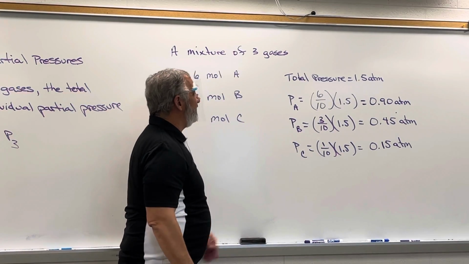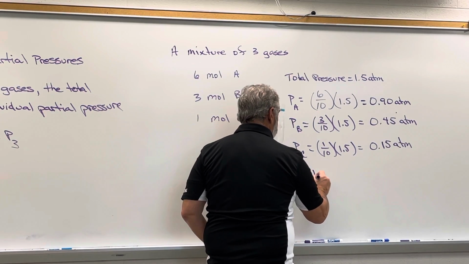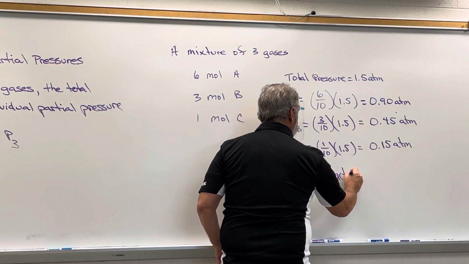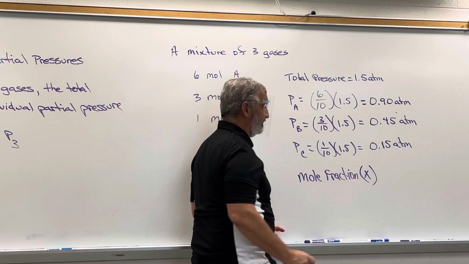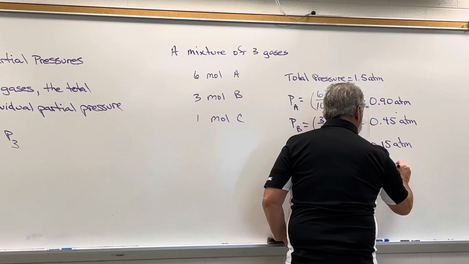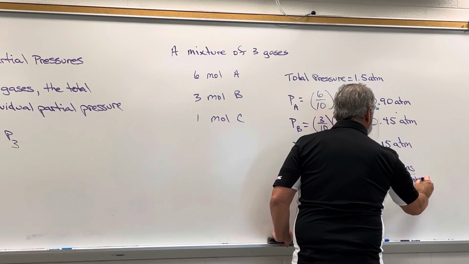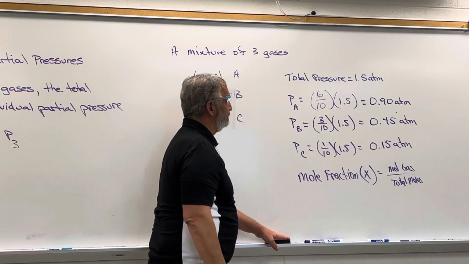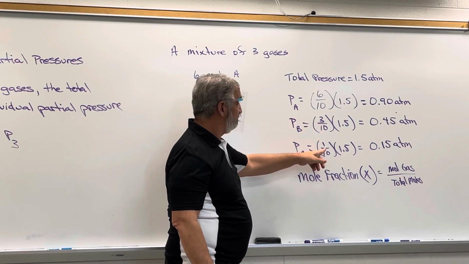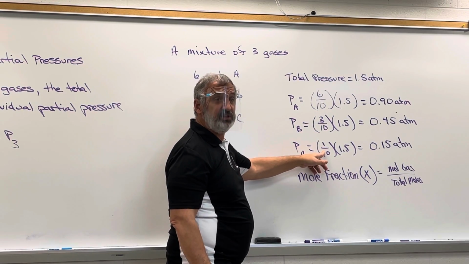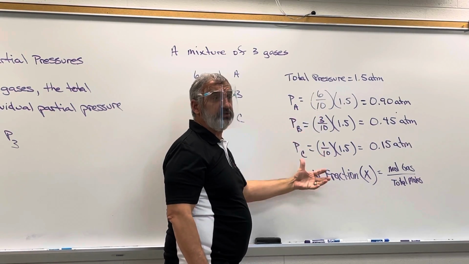Okay? So what we're seeing here is called the mole fraction. The mole fraction is, and we use a capital X, a big X. It's equal to moles of gas over total moles. That's what 6 out of 10 is, the mole fraction, so 0.6, 0.3, 0.1. It's just however many moles of the one thing in a mixture compared to the total moles of everything.